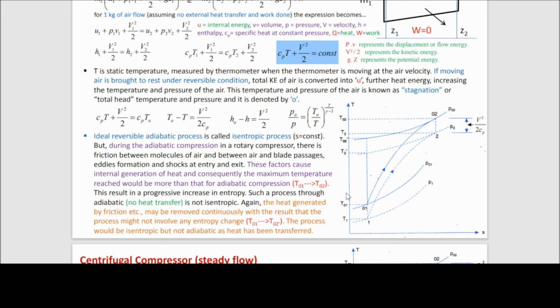Now come to this figure. Before that I will read this one. Ideal reversible adiabatic process is called isentropic process, that is S equal to constant. That is, internally reversible adiabatic process is called isentropic process.